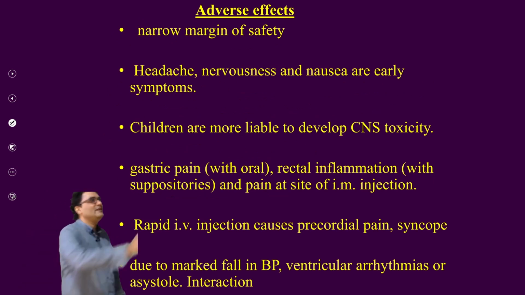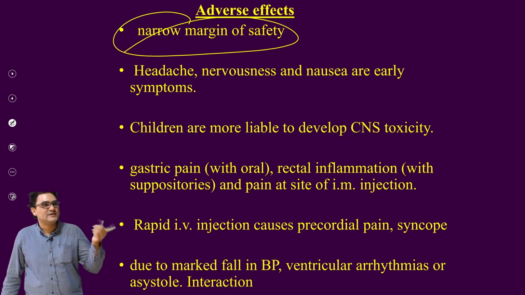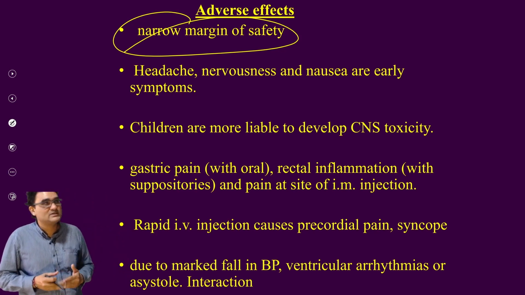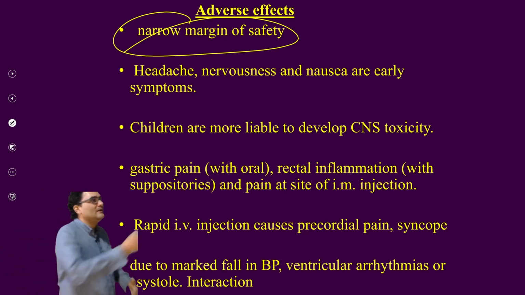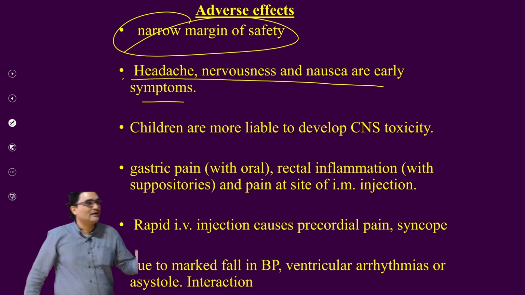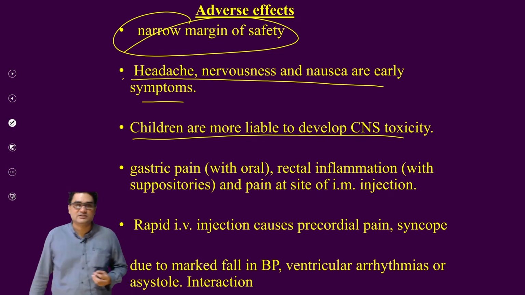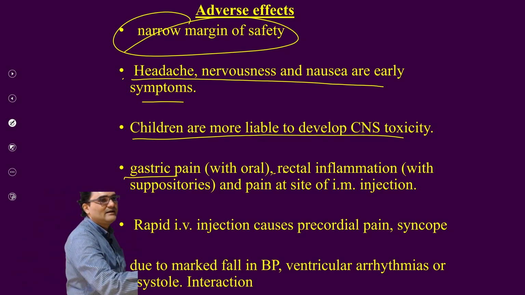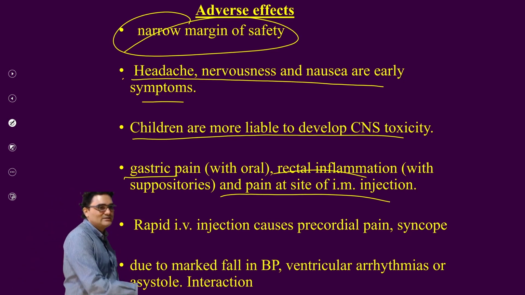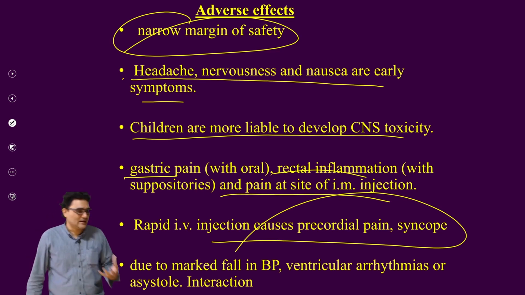Please remember this, they have a very narrow margin of safety. Because of this, their use is very much reduced now. Earlier it was used, but gradually use is coming down because of the narrow margin of safety. Why? It will have adverse effects like headache, nervousness and nausea as early symptoms. Children are very susceptible to this, that is CNS toxicity. Next, gastric pain, rectal inflammation, pain at the site of IM injection. With rapid IV injection, there is pericardial pain and syncope, sudden hypotension. The patient may go into sudden hypotension.